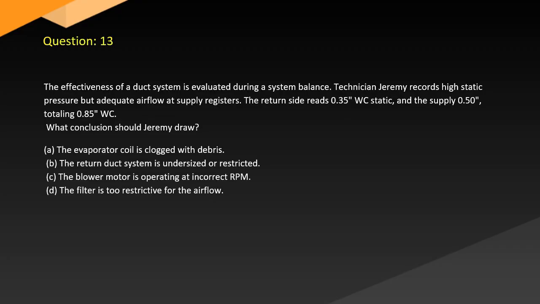Question 13. The effectiveness of a duct system is evaluated during a system balance. Technician Jeremy records high static pressure but adequate airflow at supply registers. The return side reads 0.35 inches WC and the supply 0.50, totaling 0.85. What conclusion should Jeremy draw?